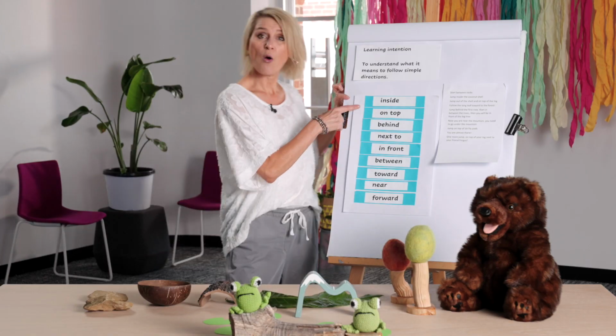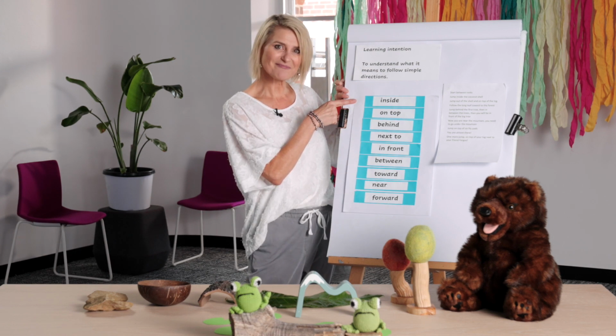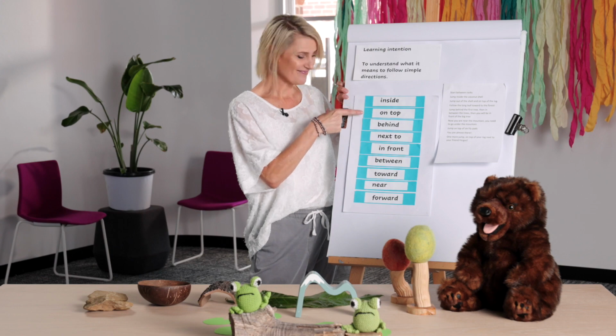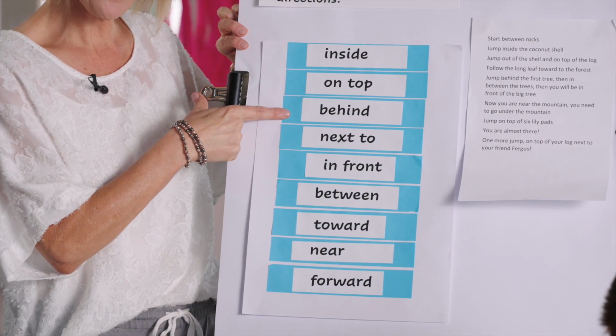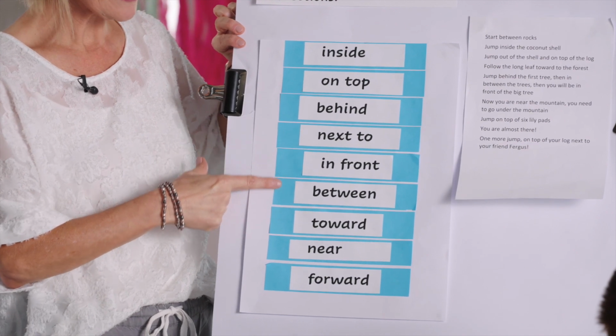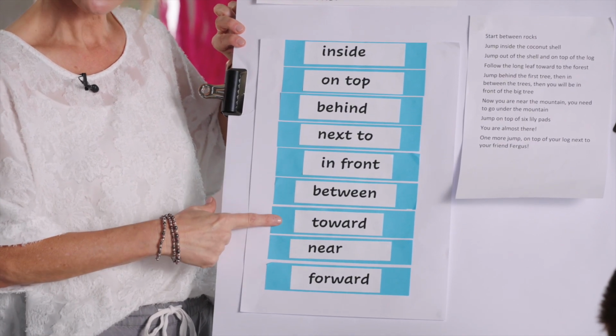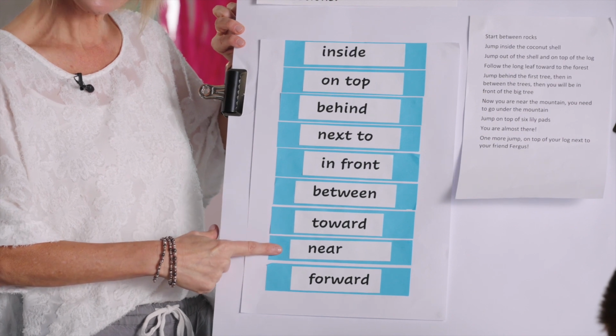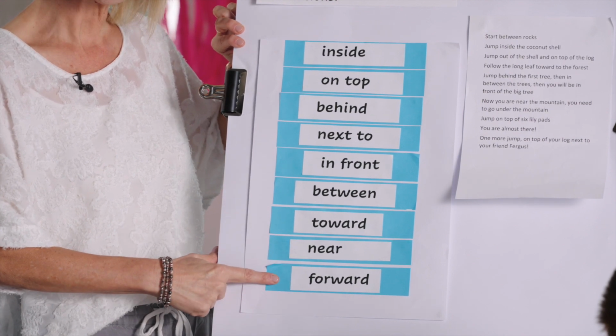Remember, we used our positional words up here when we're in our play today. Let's go over what they are. Inside, on top, behind, next to, in front, between, toward, near, and forward.